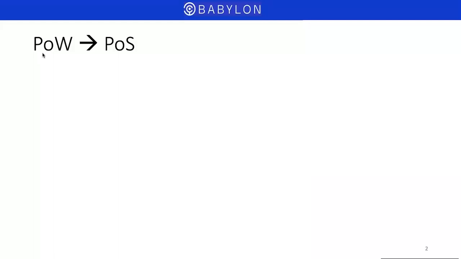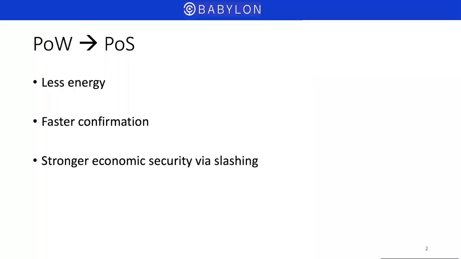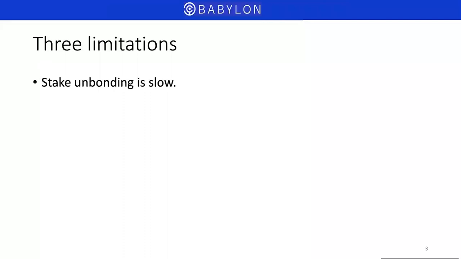So proof of work to proof of stake, there are certain well-known advantages: less energy, faster confirmation, and there's this mechanism, absent in proof of work, called slashing, which gives so-called stronger economic security. However, even with slashing, there are several limitations of proof of stake protocols that we learned over the years as we worked on proof of stake protocols and contrasted them with proof of work protocols. As Tim said, we spent quite a few years working on this kind of permissionless consensus protocol. So one thing we realized is that although proof of stake protocols are so-called permissionless, it's not really completely permissionless because of stake unbonding. In other words, to leave the system, there is an unbonding period. And typically in a proof of stake consensus protocol, this is very long, multiple weeks.